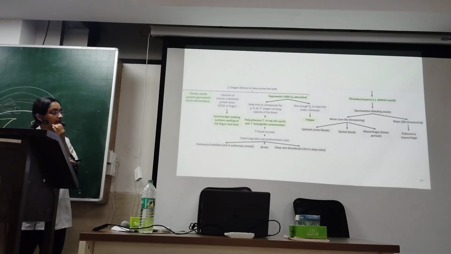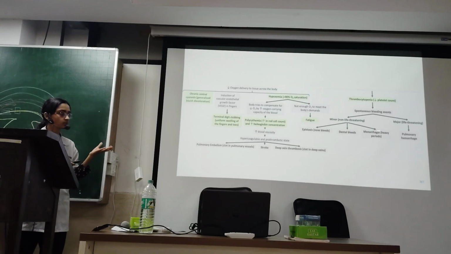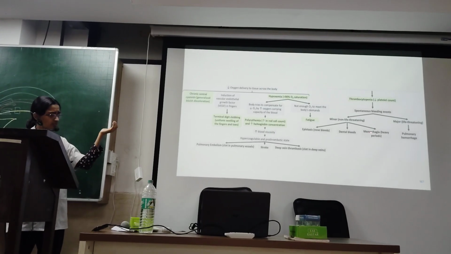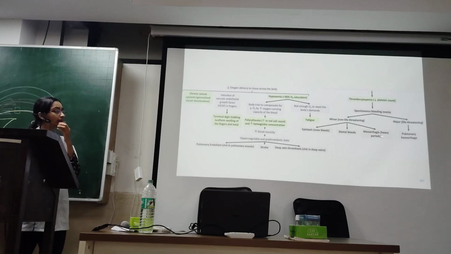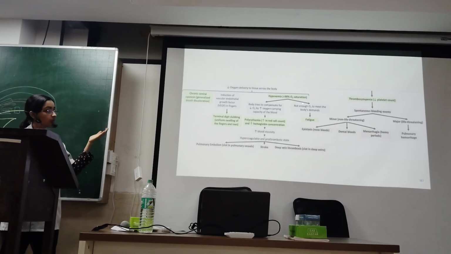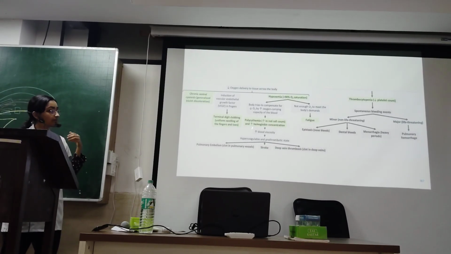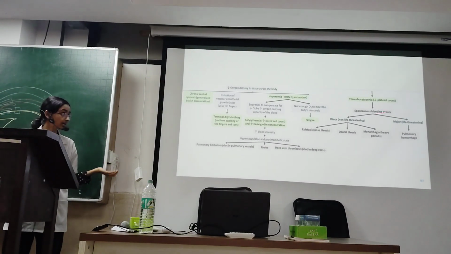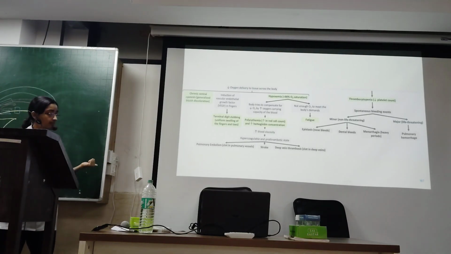When there is thrombocytopenia, this can result in spontaneous bleeding events, which depending on the severity can result in epistaxis, dental bleeds, menorrhagia or pulmonary hemorrhage. Reduced oxygen delivery will implicate itself as hypoxemia, which can result in compensatory polycythemia and fatigue. And polycythemia increases the blood viscosity, which can result in a pulmonary embolism, a stroke, or a deep vein thrombosis.